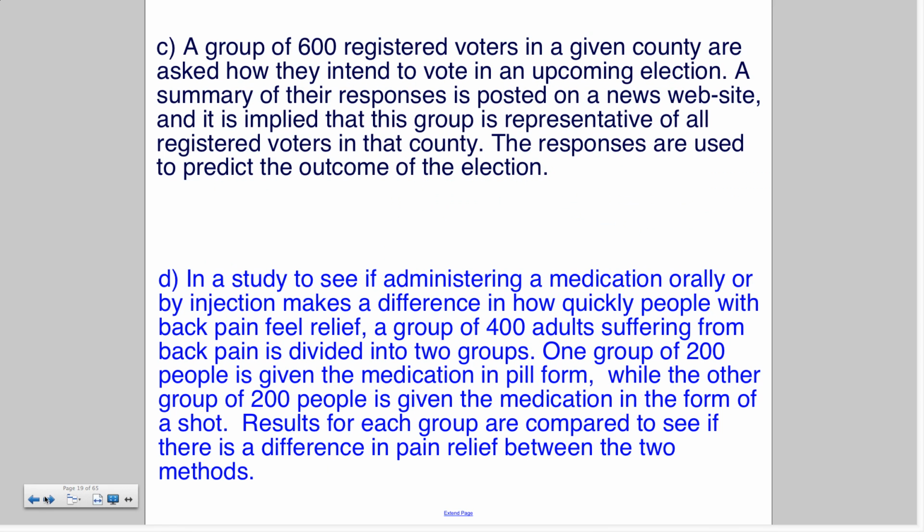So then the next one, we have a group of 600 registered voters in a given county. They're asked how they intend to vote in an upcoming election. A summary of their responses is posted on a news website, and it is implied that this group is representative of all registered voters in that county. The responses are used to predict the outcome of the election. So see if you can figure this out real quick.